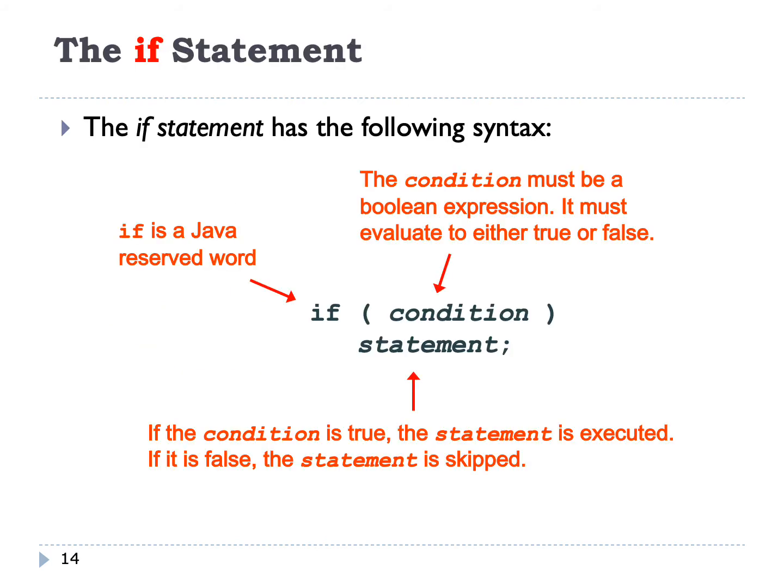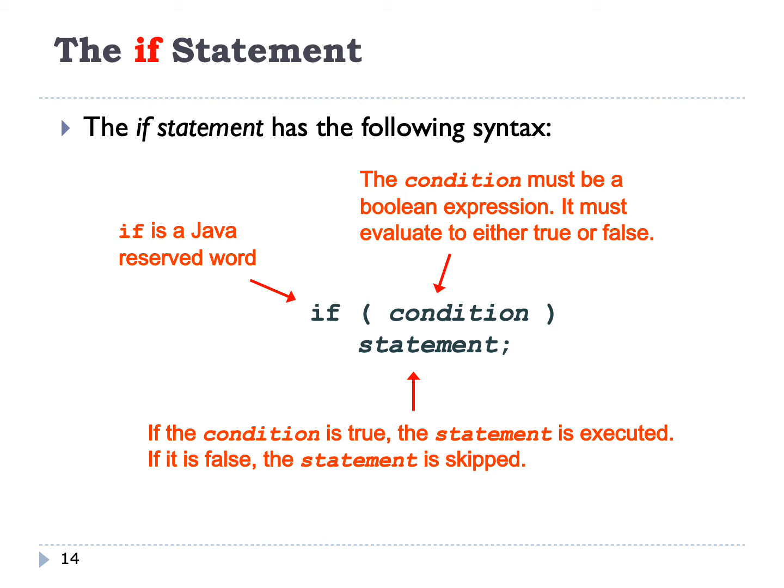Let's look at the if statement. If statement has the following syntax, so we would write if and then the condition. Then on the next line, the statement or whatever you want the program to do if the condition is true. If the condition becomes false, the statement is skipped. The condition that we have must be a Boolean expression where it gives either true or false value. If is also a reserved word in Java.